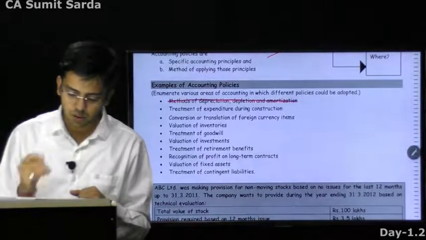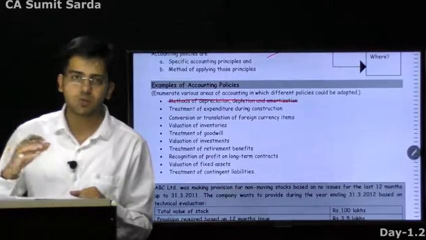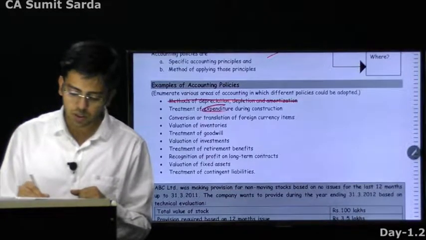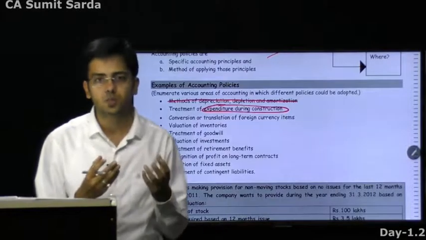Please delete the first point. I'll tell you why I have deleted this point when we discuss AS10. Okay, treatment of expenditure during construction. Now whenever construction is going on, how are we going to account for the expense portion?